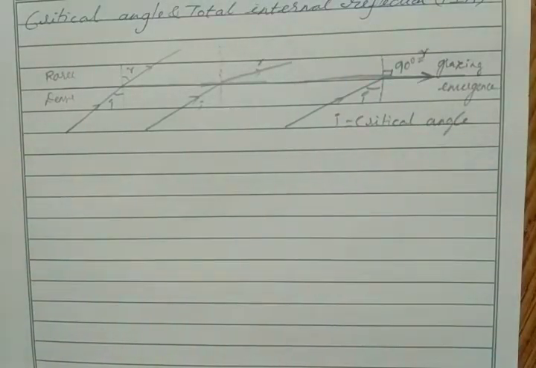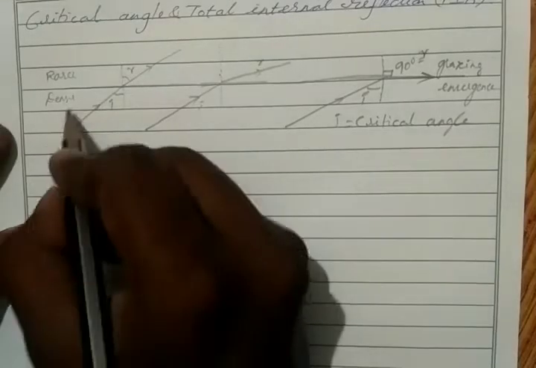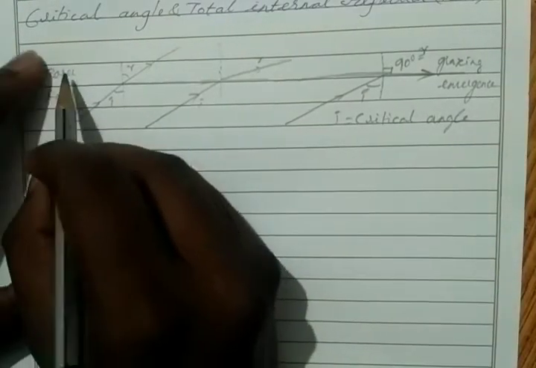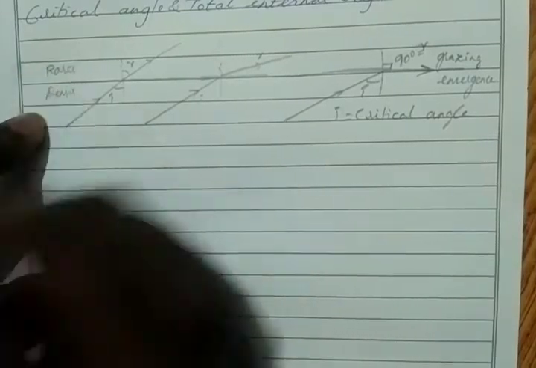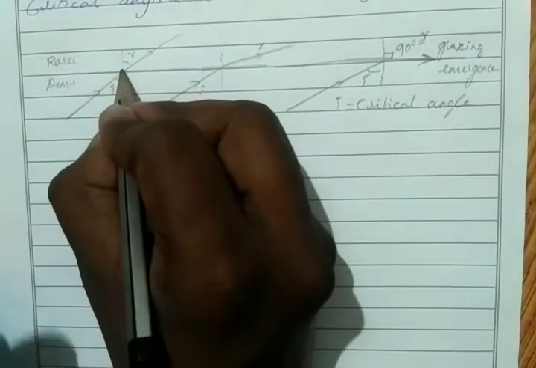So why do we use denser to rarer medium? What will happen if you pass the light from rarer to denser medium? Just imagine this is the rarer medium and this is the denser medium. Now what will happen if we pass the light from rarer medium to denser medium? Light moves towards the normal, from rarer to denser, towards the normal.